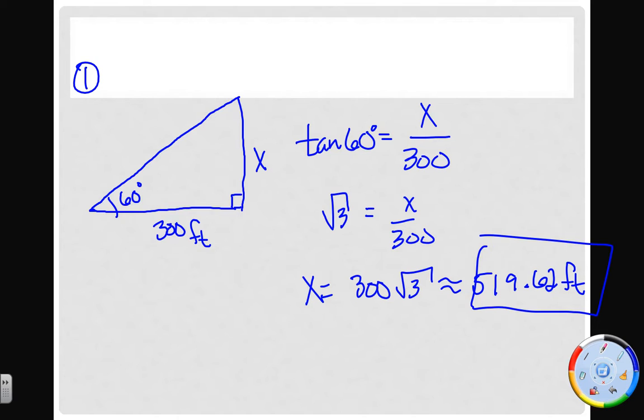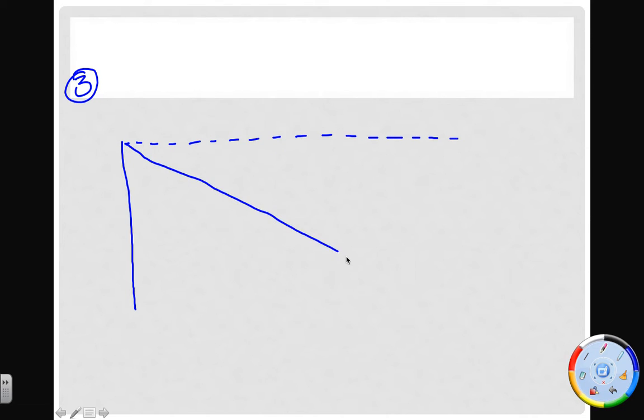So let's go on and look at number 2. Or sorry, not number 2, because that's actually one of your assignment problems. So let's go ahead and look at number 3. Finding the angle, so using the angle of depression. We have some lighthouse out here, and from the horizontal, it measures an angle of depression that is 10 degrees.